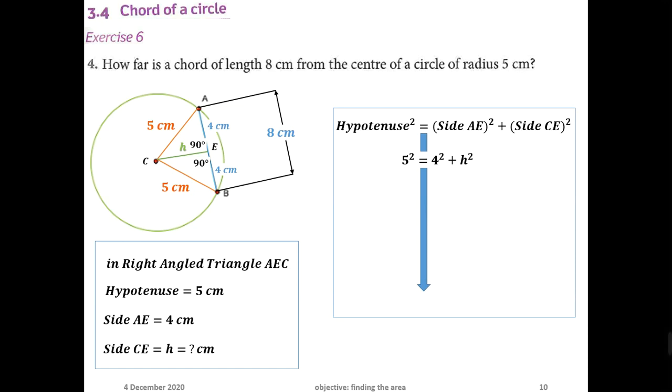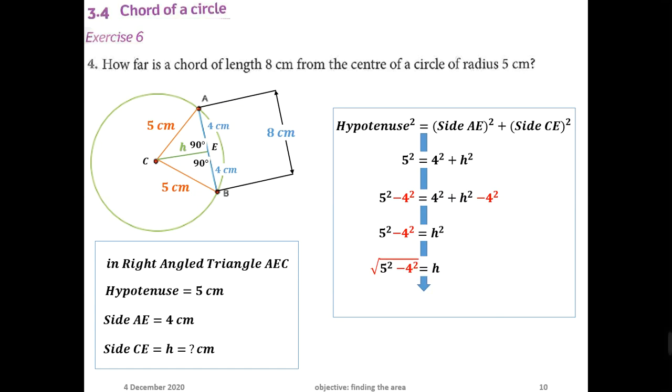So we are trying to find h. We are trying to make h the subject. So by subtracting 4 to the power of 2 from each side of the equation, it's going to be h squared is equal to 5 squared minus 4 squared. Don't use the calculator yet. We're not finding h squared, we're finding h. So we're going to square root each side. So it's going to be h is equal to square root of 5 squared minus 4 squared.